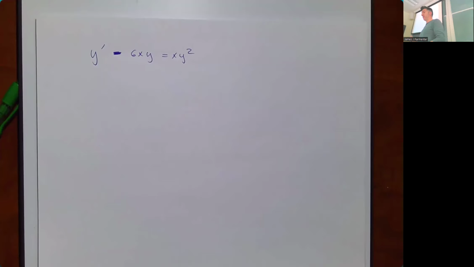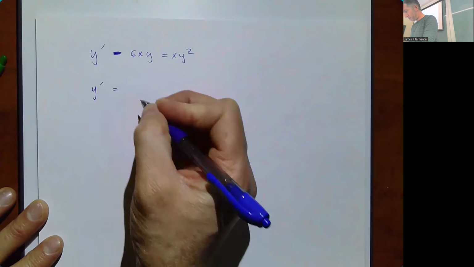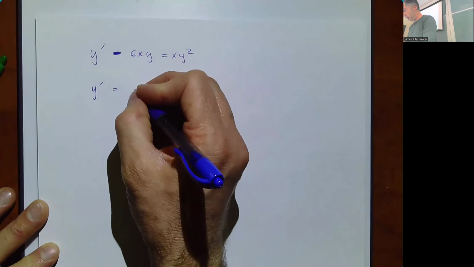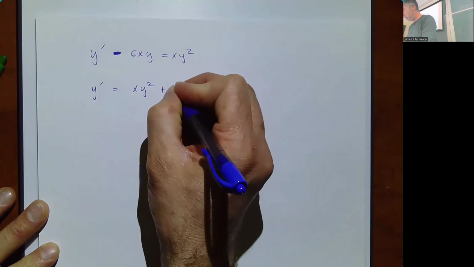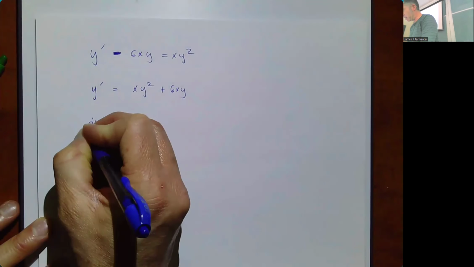And if I'm going to try to separate this, the first thing I have to do is bring everything that's not y prime to the other side. So I'm going to rewrite this as y prime equal to xy squared plus 6xy. But I really would rather use the other notation for the derivative. Not y prime, but dy dx, because that's going to show me how I want to separate things. I'd rather write this as dy dx.